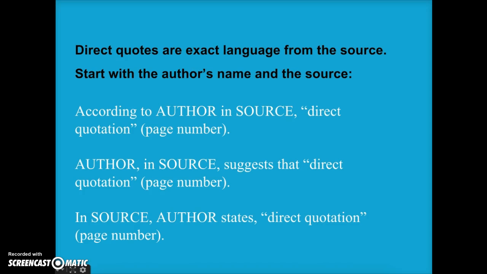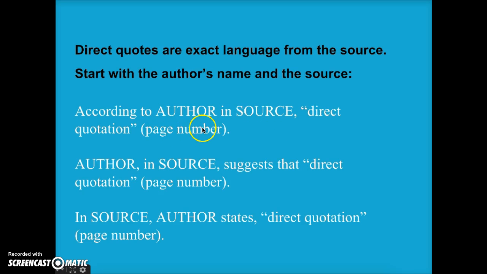Remember, you can use a direct quote, and that means you're taking the exact language from the source and including the author's name and the page number. Now I have a couple of notes for this. So the first time you mention the author's name, Michael Pollan and The Omnivore's Dilemma, you'll probably do that in your introduction or your first paragraph.